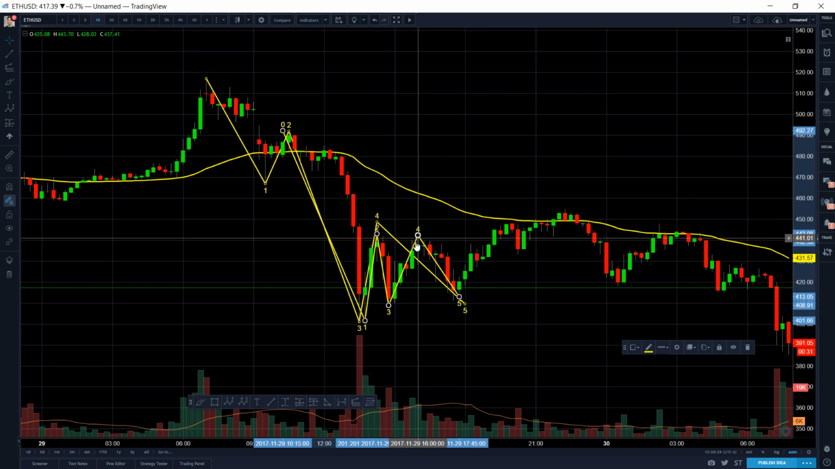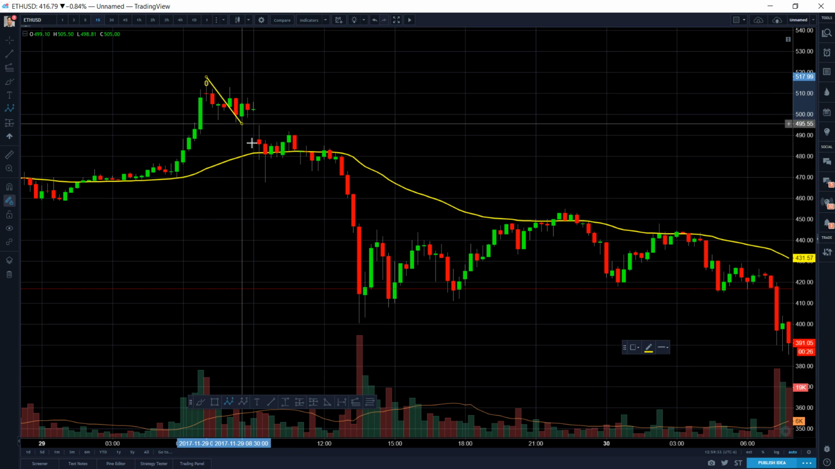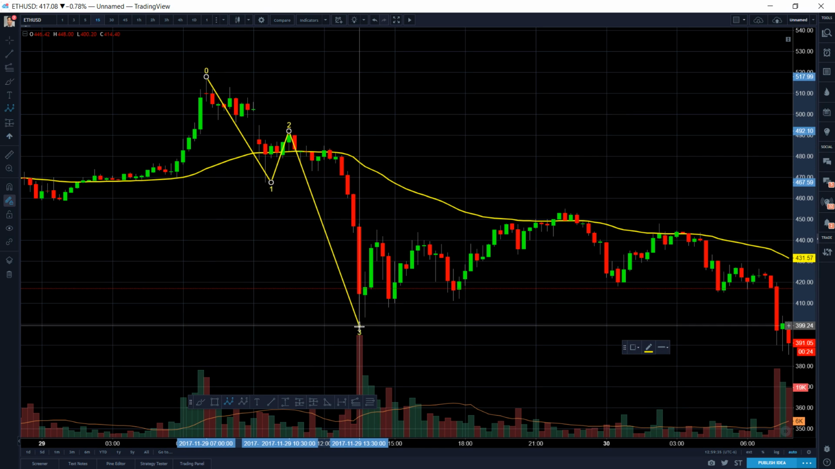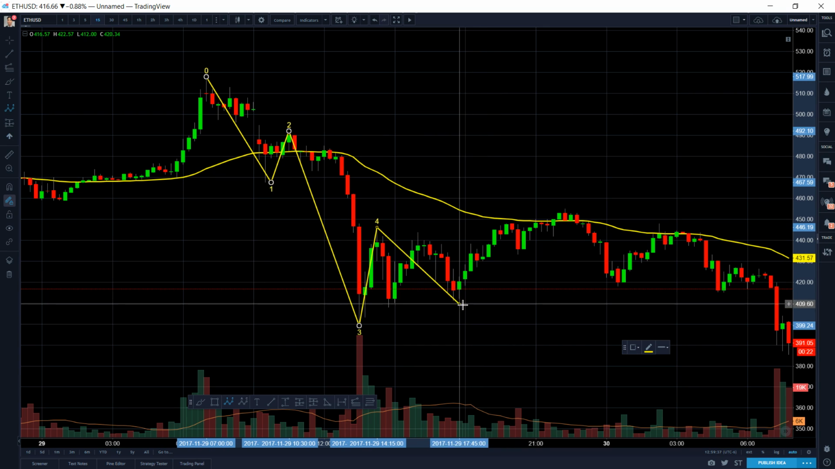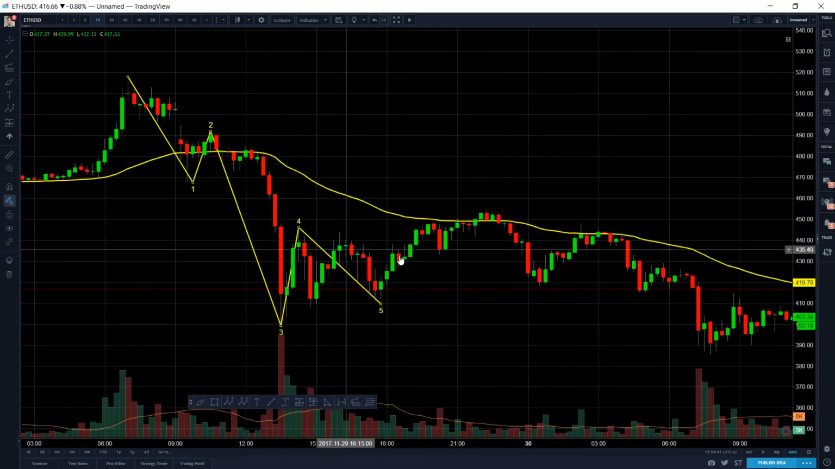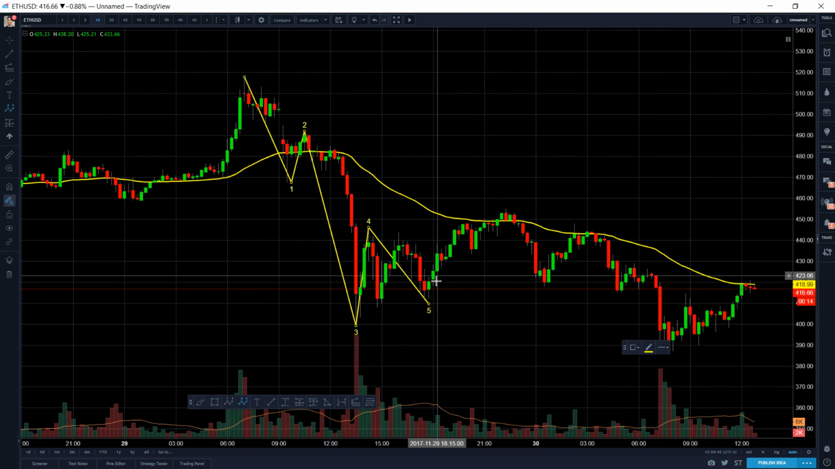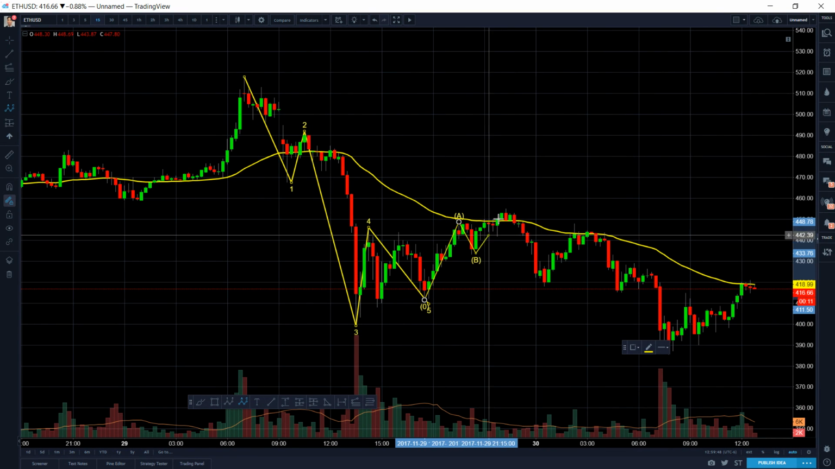So I hope that makes sense. So now we have actually confirmed a beautiful 1, 2, 3, 4 somewhere there, and 5 down there. So that's what I like to see. It's beautiful. It's just how they work out to be. And then what we see here is a beautiful ABC correction as well.